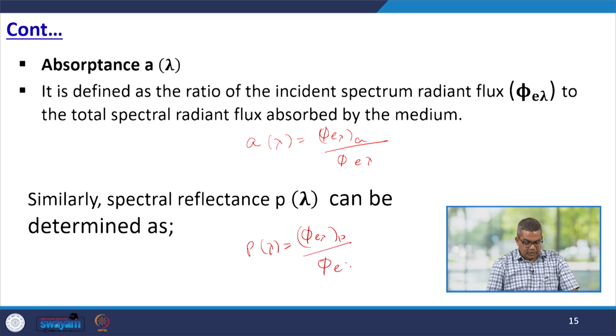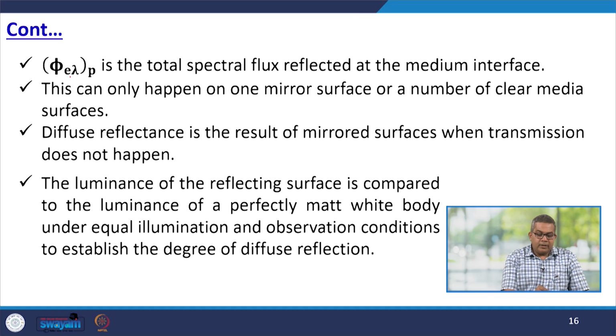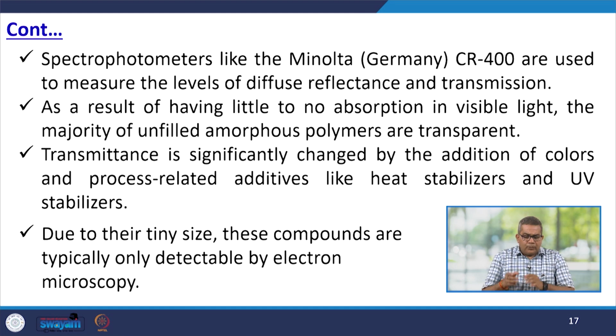over phi E lambda. Now, this phi E lambda rho is the total spectral flux reflected at the medium interface. This can only happen on one mirror surface or a number of clear media surfaces. Diffuse reflectance is a result of a mirror surface when transmission does not happen, and the luminance of the reflecting surface is compared to the luminance of a perfectly matte white body under equal illumination and observation conditions to establish the degree of diffused reflection. Now, spectrophotometers like the Minolta CR40 are used to measure the level of diffused reflectance and transmission.